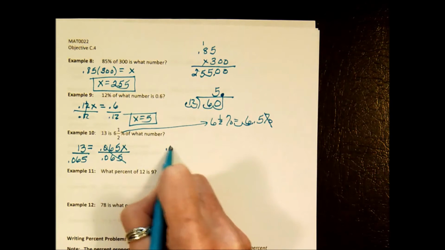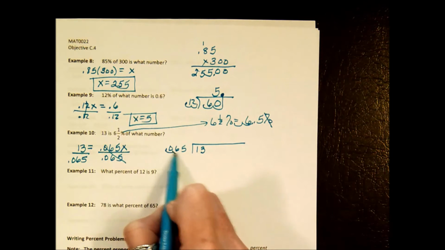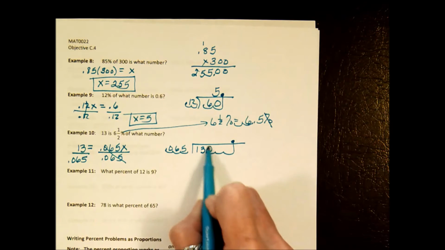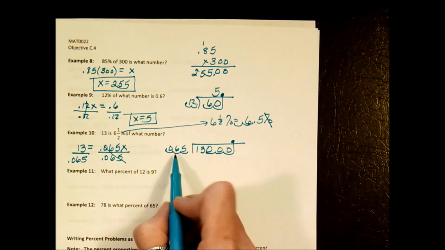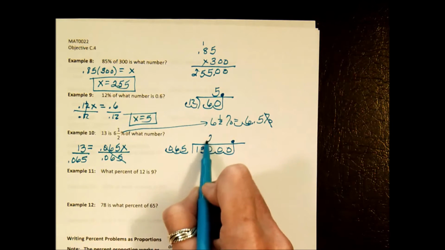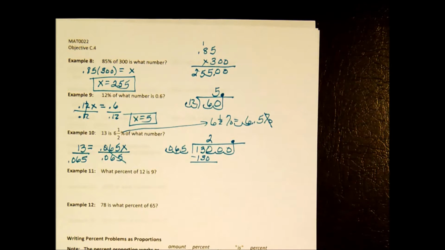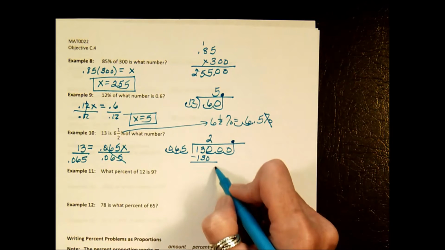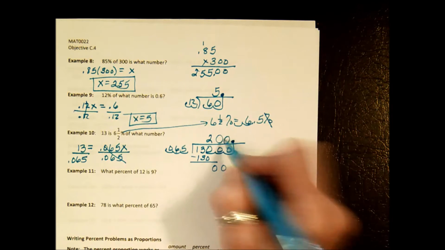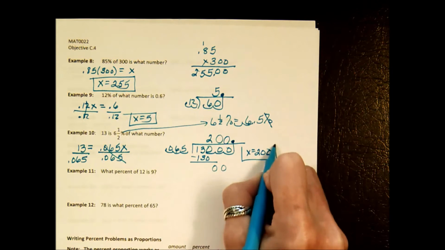So 0.065 into 13. Move this to the end. So take this one that's implied there, move it 1, 2, 3 places, bring it up, fill in with zeros. Now, does 65 go into 13? No, but it does go into 130 2 times. Be careful where you put the 2. It actually makes 130, but we're not finished because we're not up to the decimal point. Bring your 0 down, divide, 0. Bring your 0 down, divide, another 0. And we get x equals 200. So that one was a little tricky.